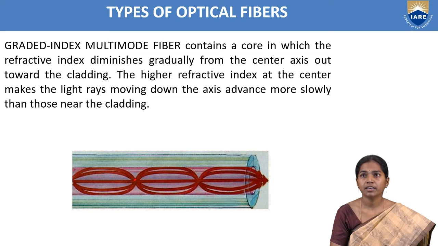It contains a core in which the refractive index diminishes gradually from the center axis out towards the cladding. The higher refractive index at the center makes the light rays moving down the axis advance more slowly than those near the cladding.